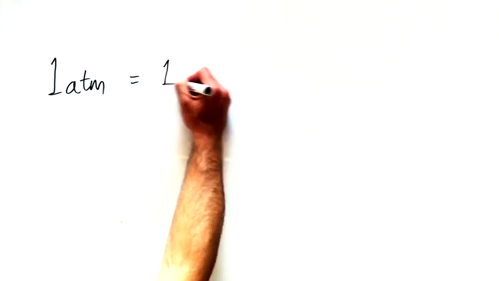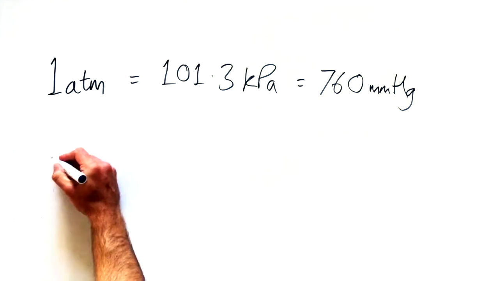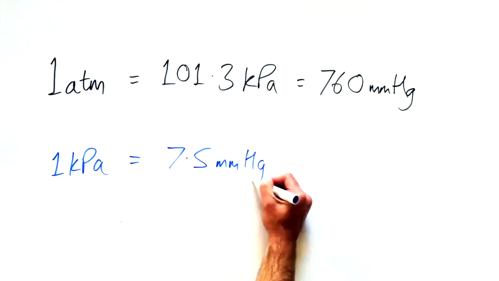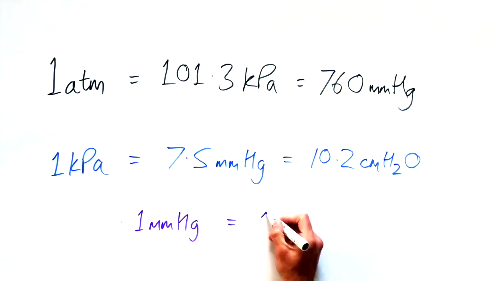1 atmosphere is equal to 101.3 kilopascals, which is 760 millimeters of mercury. So 1 kilopascal is 7.5 millimeters of mercury, or 10.2 centimeters of water, and 1 millimeter of mercury is equal to 1.36 centimeters of water.